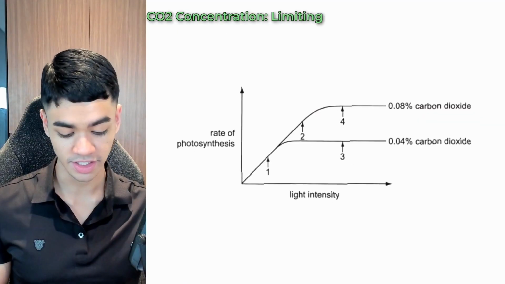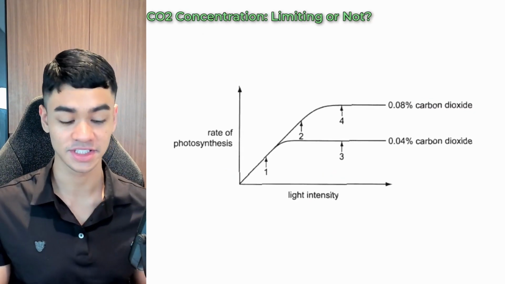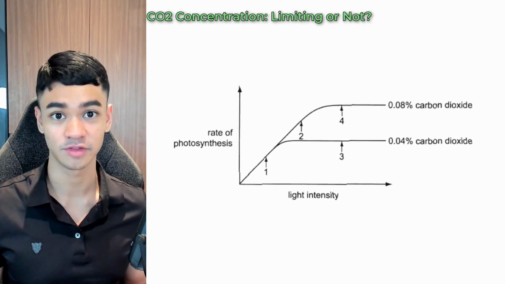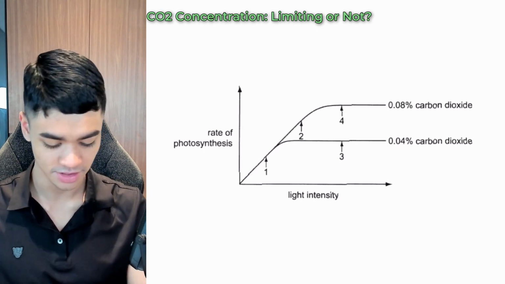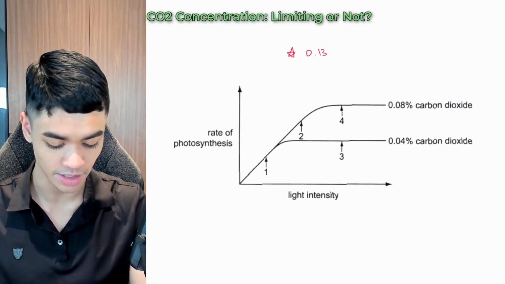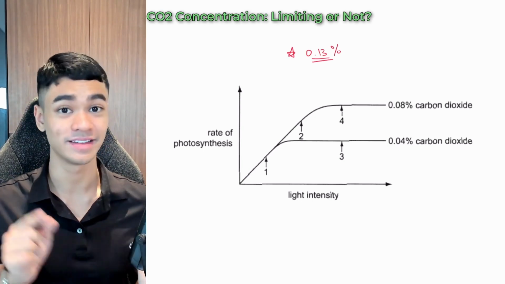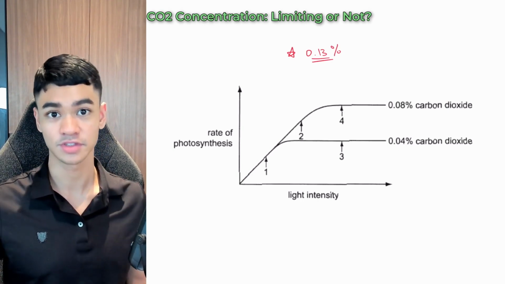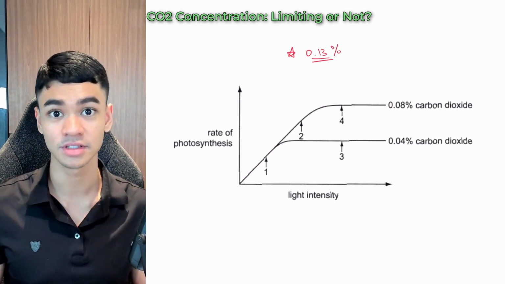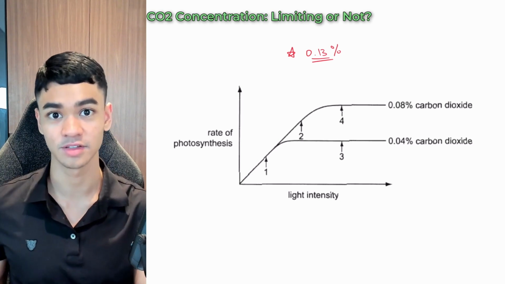Imagine you see this question and it asks you, at which of these points is CO2 concentration a limiting factor? Super easy way to do this, just remember this magic number, 0.13%. So if CO2 is at this level or higher, it is no longer limiting because there's more than enough CO2. If it's under this number, then yes, it is a limiting factor.